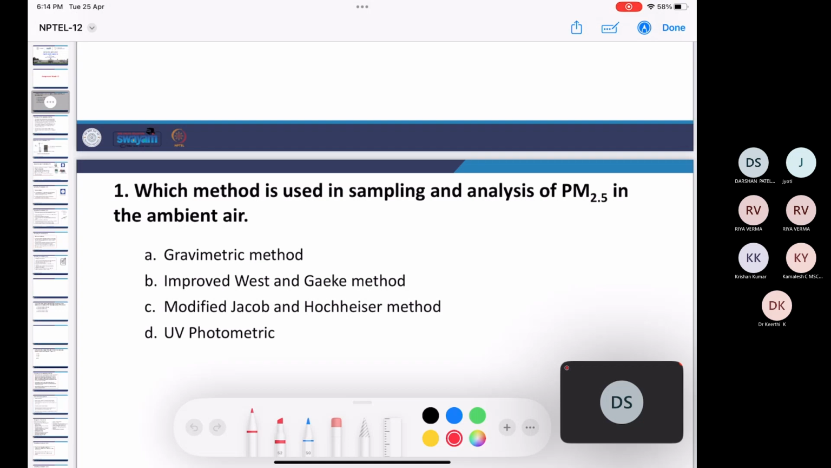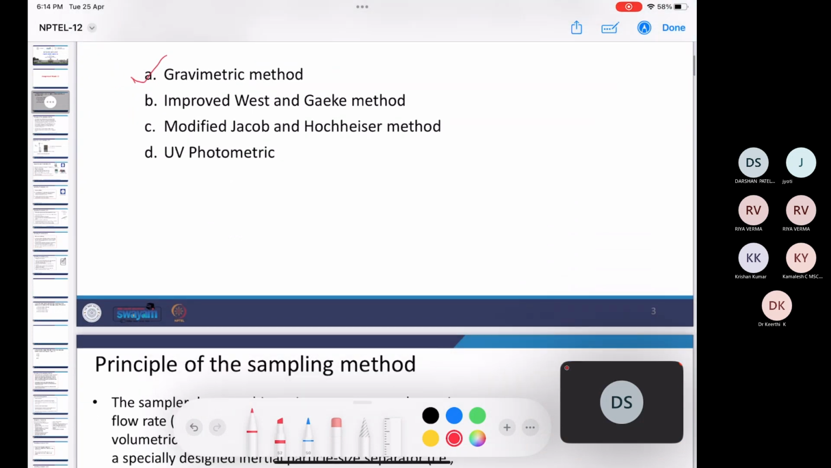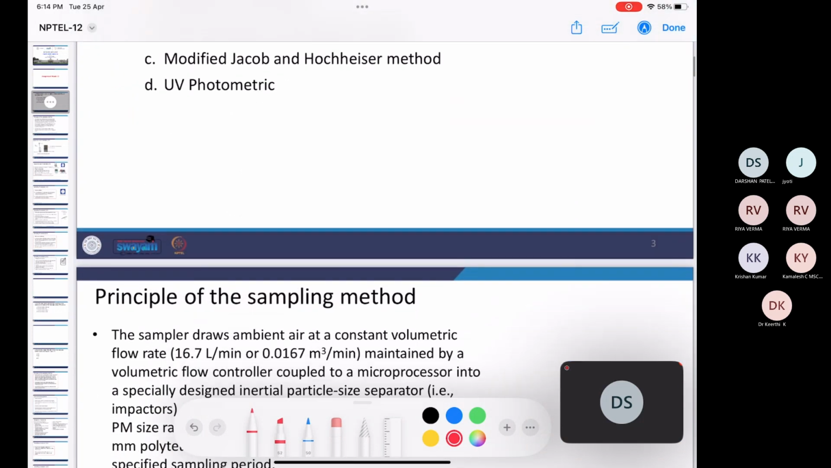So Krishan Kumar has said gravimetric method. Correct. This will be your gravimetric method only. So let's have a look at this gravimetric method in a bit detail. What is the principle and how do we do that?